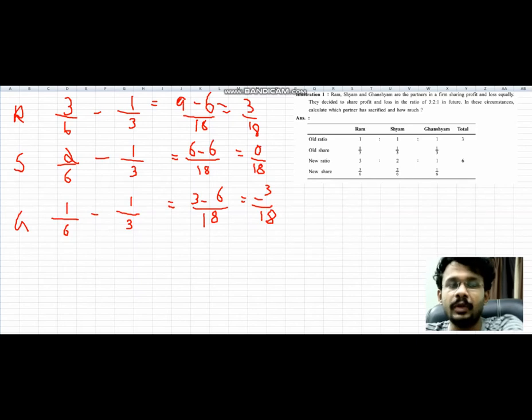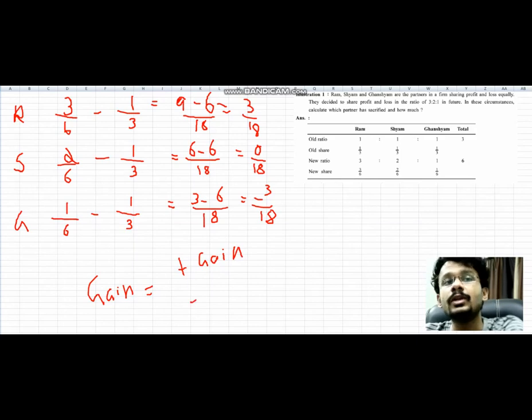So again, what did I find out? I found out the gain ratio, and when I am finding the gain ratio, friends, mind very well, whenever you are finding the gain ratio, it is new minus old, and if the answer for new minus old is positive, that means it is gain, and if the answer for new minus old is negative, it is sacrifice.